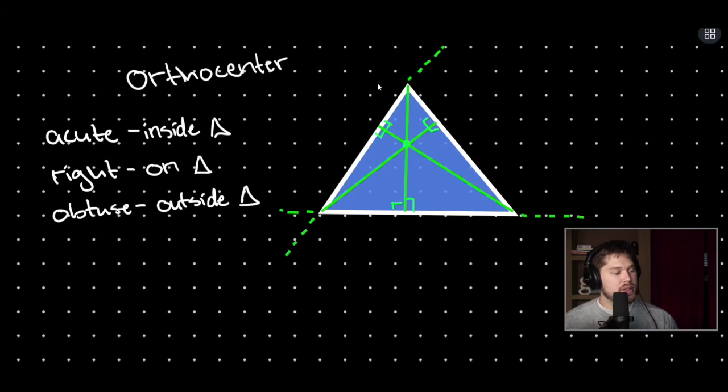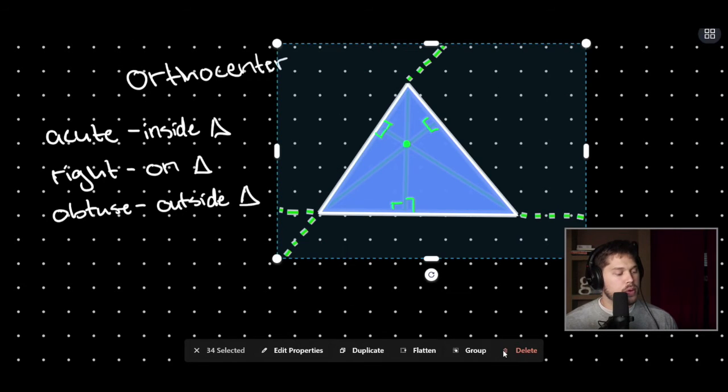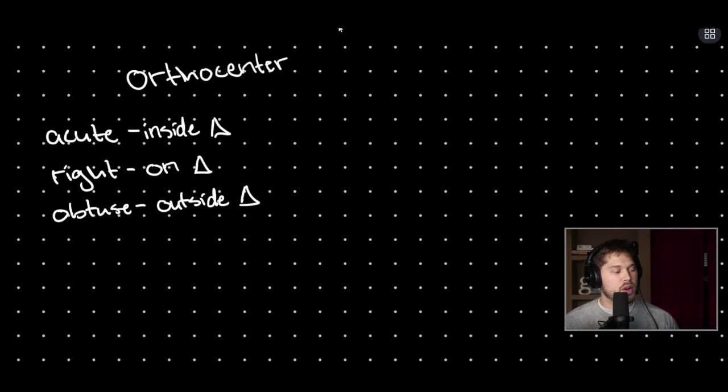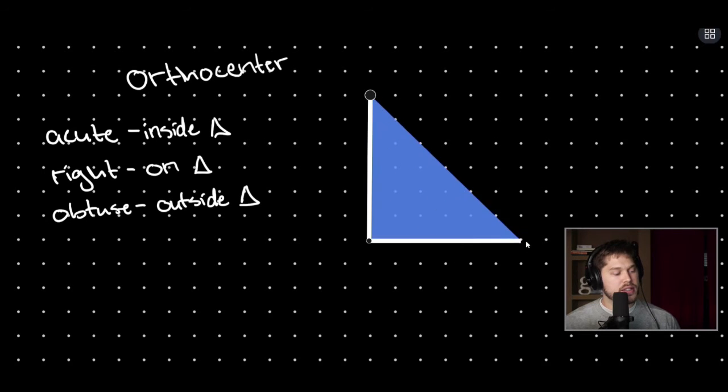Okay, so next let's look at our right triangle. Where would the orthocenter be on our right triangle? I have already kind of told you that it's going to fall on the triangle, but let's find out where. Maybe pause the video and see if you can figure out where the orthocenter would fall on a right triangle before I do it. I'll give you a couple of seconds.